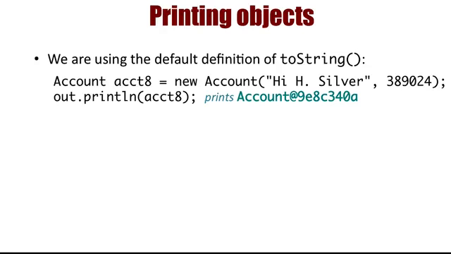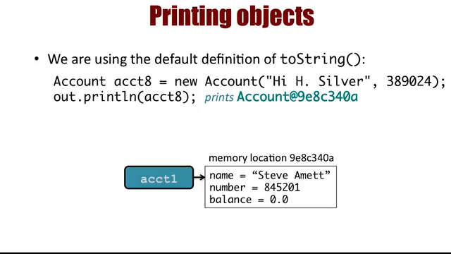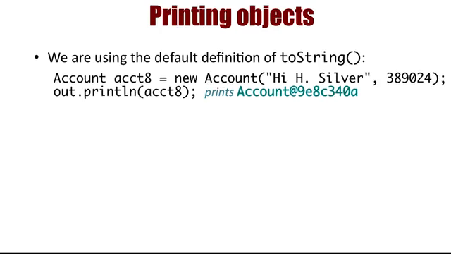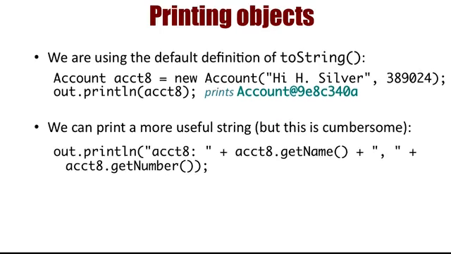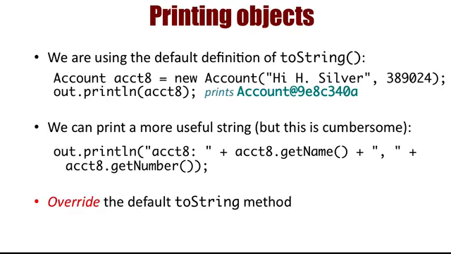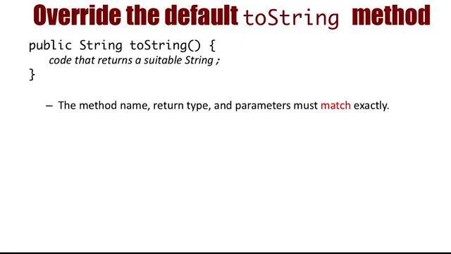The default definition for the method toString for any object is to print out the name of the object, the @ symbol, and the hexadecimal representation of the memory location where the object is stored. It's an accurate method, but for most of us, it's not going to be very useful. We can print a more useful string, but this is cumbersome every time we want to print out an account object. The common practice is to override the default definition of the toString method in the class file and make it more suitable for your object.